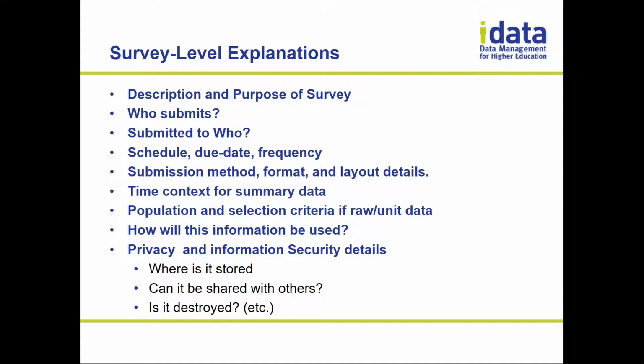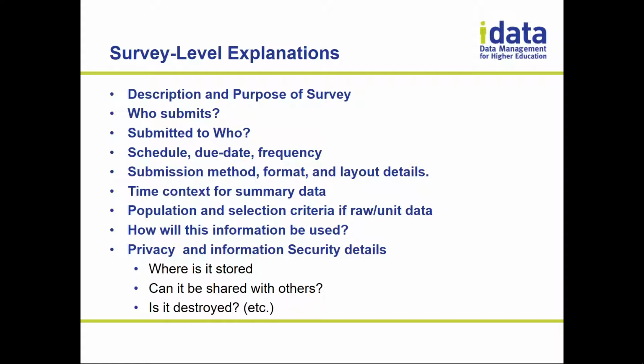So if you're asking people to say, what's the total number of X, Y, and Z, is it based on this very moment or at the end of last year or whatever. The population and selection criteria. If it's raw unit data, people are giving you raw data. What's the selection criteria for selecting that population, and the filters on that.